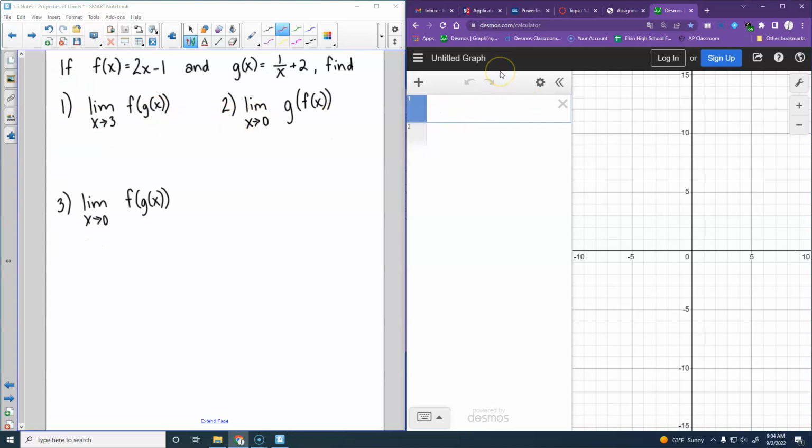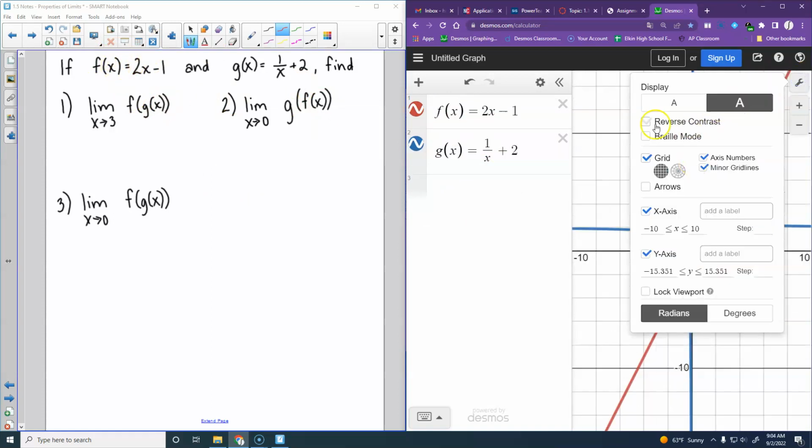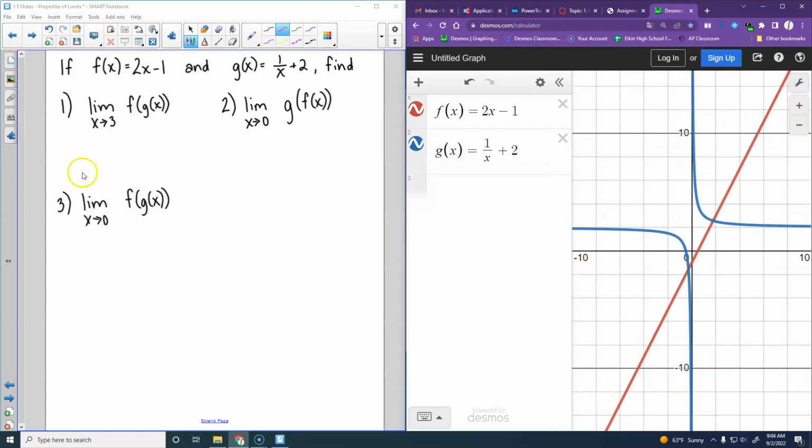Alright, so let's do f of x equals 2x minus 1 and g of x equals 1 over x plus 2. Our red graph is our f of x, our blue graph is our g of x. Let's make this bigger. There, okay. So if I'm doing the limit as x approaches 3 of f of g of x, I need to look at g of x at 3 first.